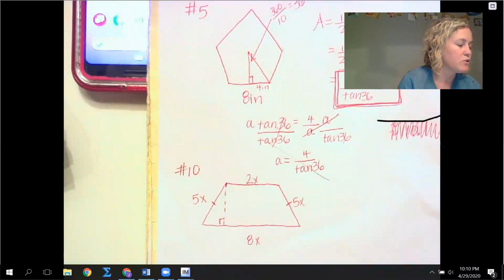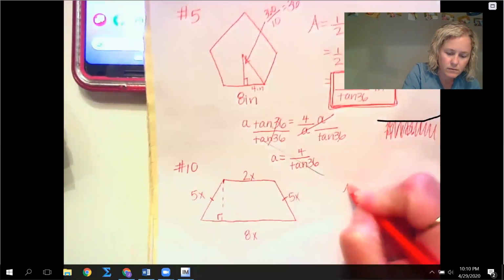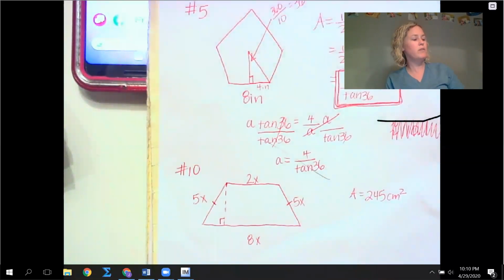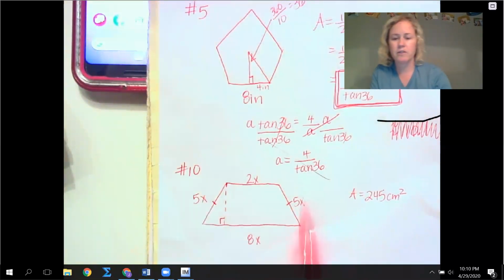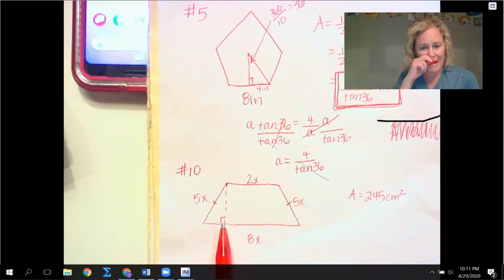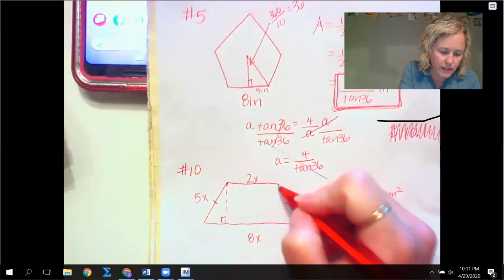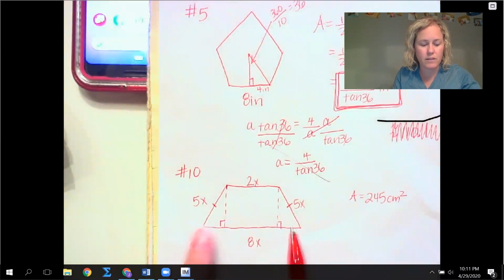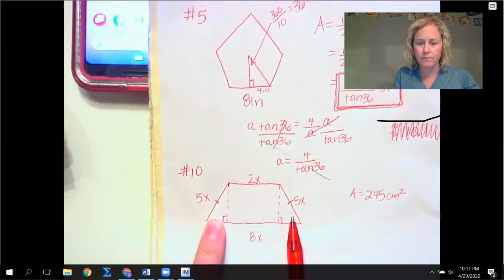Okay, the trapezoid's area is 245 centimeters squared. Find the height and the perimeter of the trapezoid. Okay, so we know this information, we know this information. We're supposed to use that to find the height and the perimeter of the trapezoid. So first thing I'm going to do is draw in my height, okay? And I can do that over here as well. Since this is an isosceles trapezoid, it's symmetrical, okay? So this triangle here is going to be the same as this triangle here, all right?